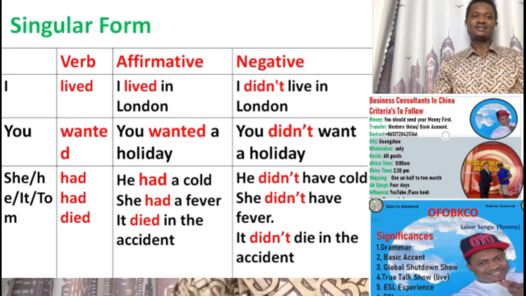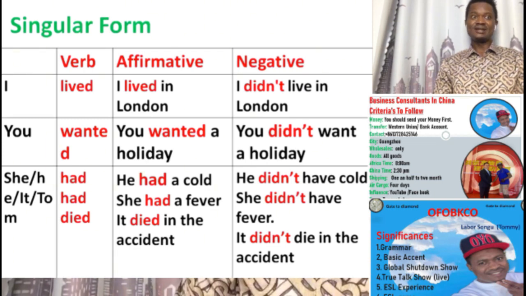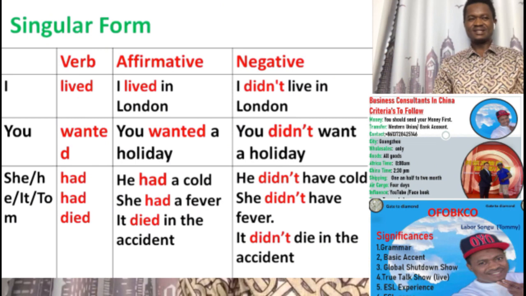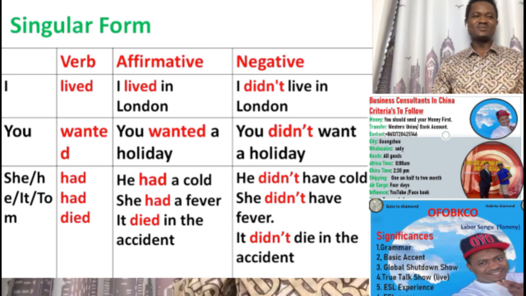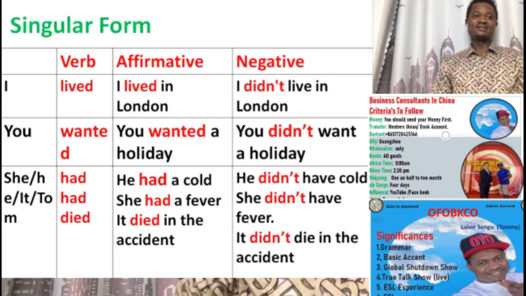He didn't die in the accident. If I'm speaking fast, you only have to hear the word accident clearly. All the rest are grammatical function words, and I just want to say them fast. So, it didn't die in the accident.